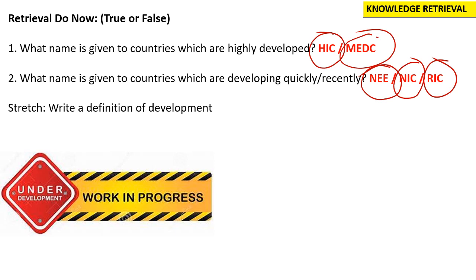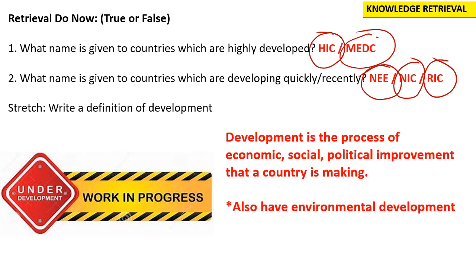Okay, in terms of a definition of development, we really need an answer that addresses economic, social, and political improvements, perhaps even environmental. So if your definition of development looks like this, well done. If not, fix it or copy down this definition so you have that in your notes. You may want to pause this video while you do that, and then we'll continue in 3 seconds.